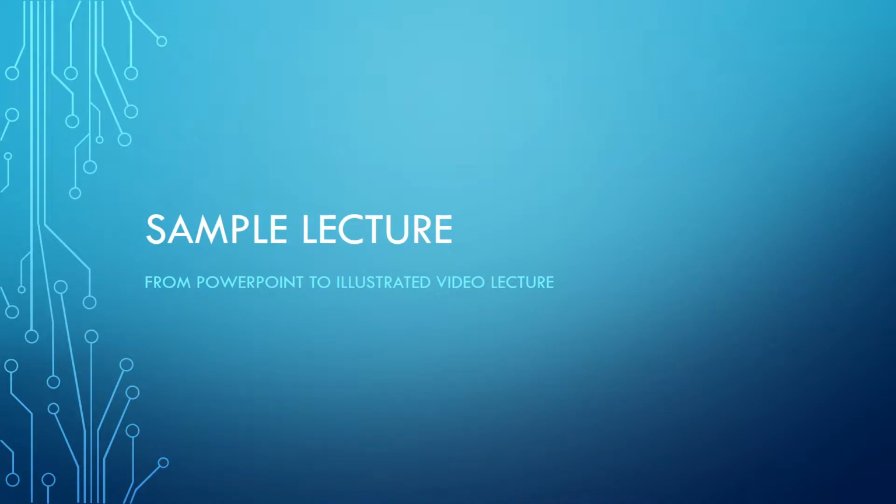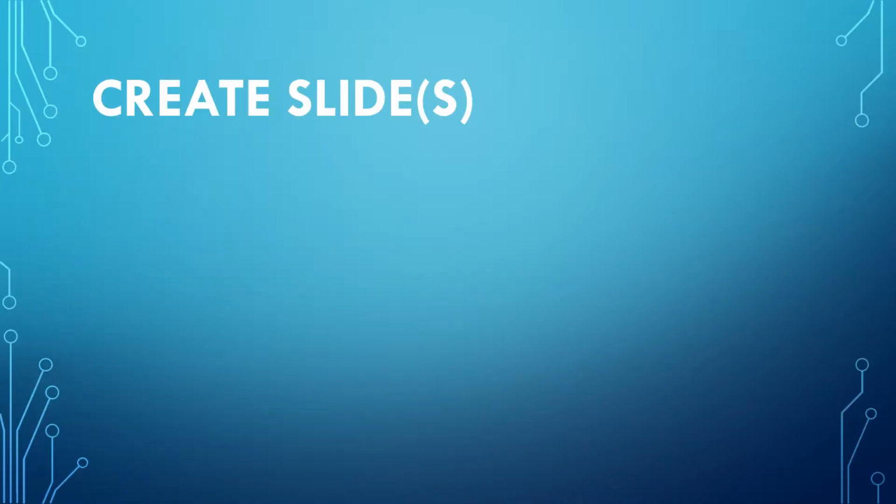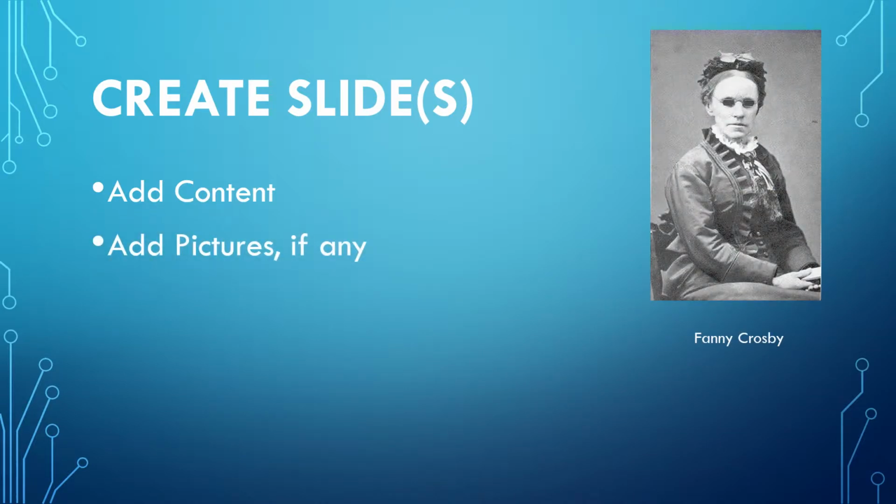This is a sample lecture for moving a PowerPoint to an illustrated video lecture that you can use in your online class. The first thing to do is to create a slide just as you would for a face-to-face class, and on it you would add your content, add any pictures if you have any that are not copyrighted, of course, and that you can refer to or that you can give reference for.